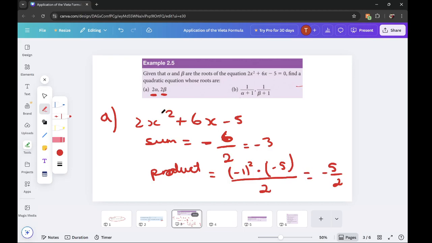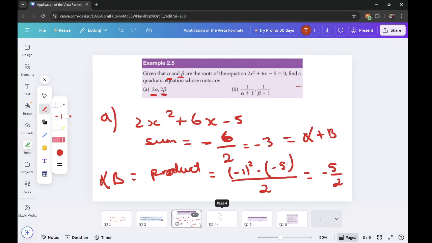So now we know our sum and product of these two. We know what our alpha plus beta is equal to, and we know what our alpha beta is equal to, because this is the product, which means the two multiplied. These two are the roots of this equation that we've just calculated the sum and product for. So alpha plus beta, our sum, is minus 3, and alpha times beta, our product, is minus 5 over 2. So now we can get into solving.